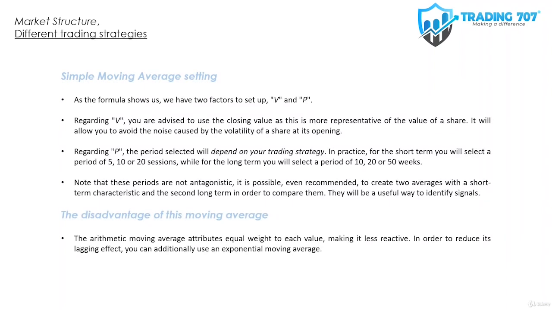As the formula shows us, we have two factors to set up, V and P. Regarding V, you are advised to use the closing value as more representative of the value of a share. It will allow you to avoid the noise caused by the volatility of a share at its opening. Regarding P, the period selected will depend on your trading strategy. In practice, for the short term you will select a period of 5, 10 or 20 sessions, while for the long term you will select a period of 10, 20 or 50 weeks.